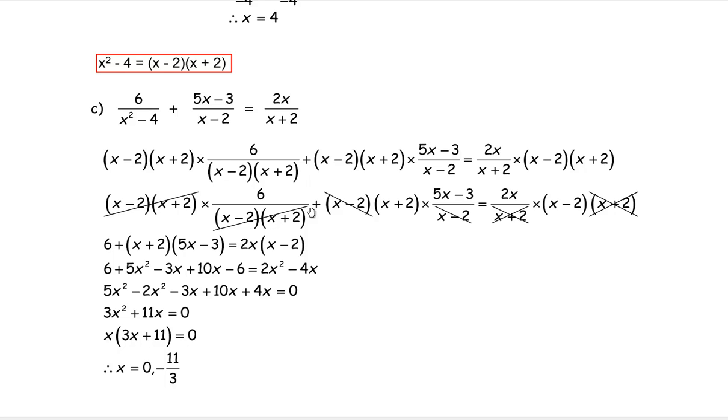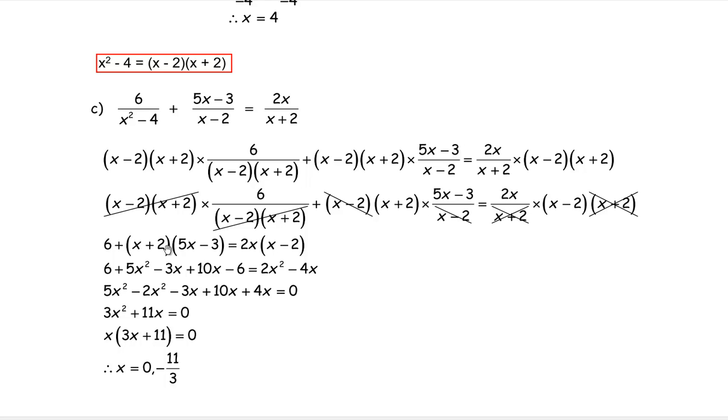That's what that's showing. And then over here, this x minus 2 and this one will divide out. And x plus 2 and x plus 2 over here. So this whole part right here just simplifies to 6. That's 6 right there. Plus right there, 5x minus 3 times x plus 2. And then on the right, 2x times the x minus 2.